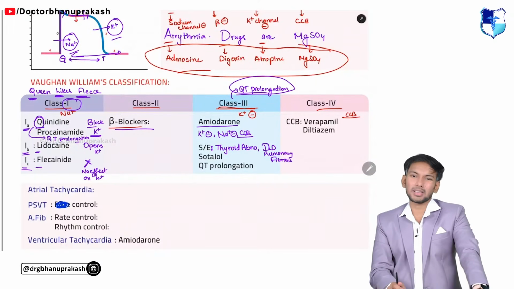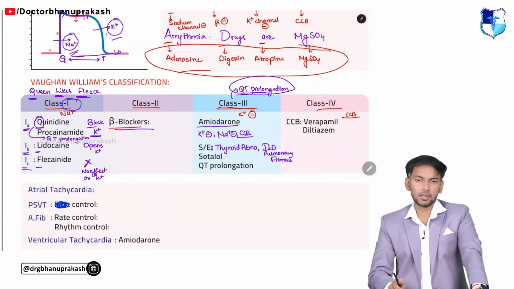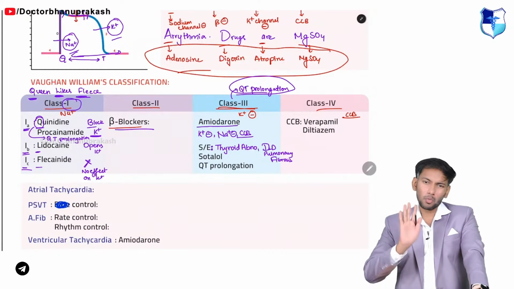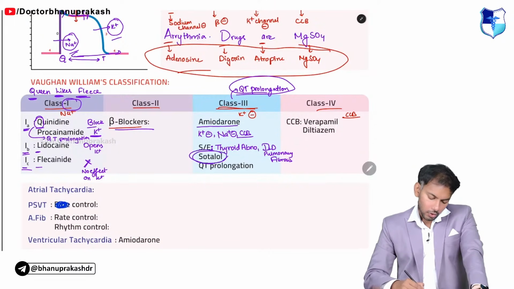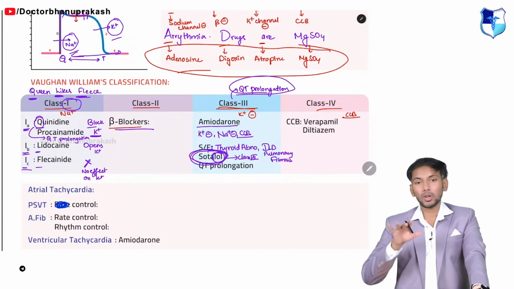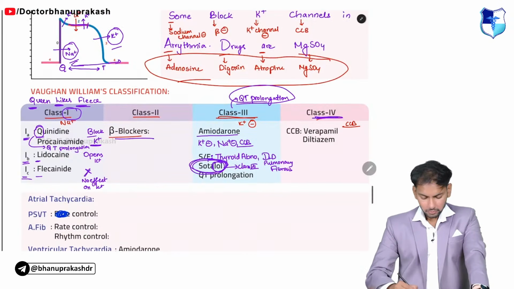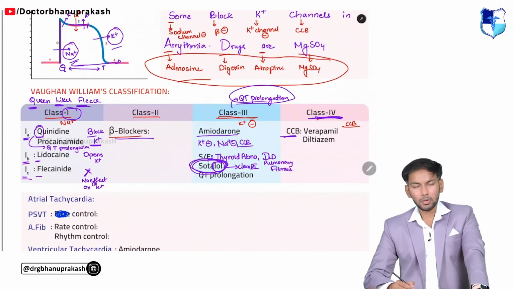Now this is about class 3. You also have ibutilide and other drugs, but the important one is amiodarone. Now what is important is sotalol. Sotalol is a beta blocker, but it is class 3. Beta blockers are class 2, but sotalol is class 3. Please remember this. Class 4 is calcium channel blockers.